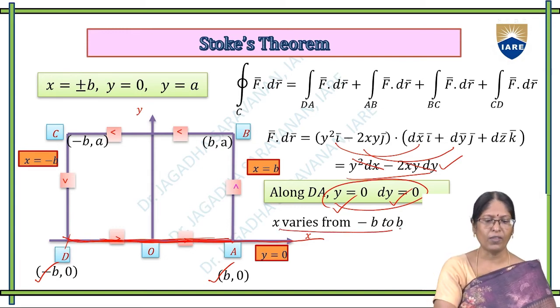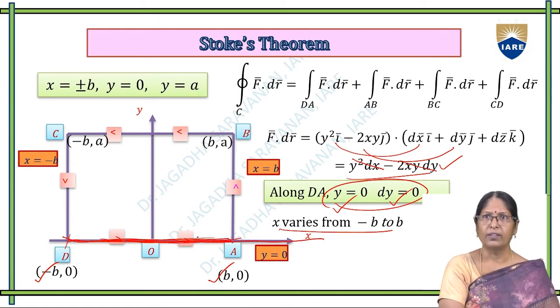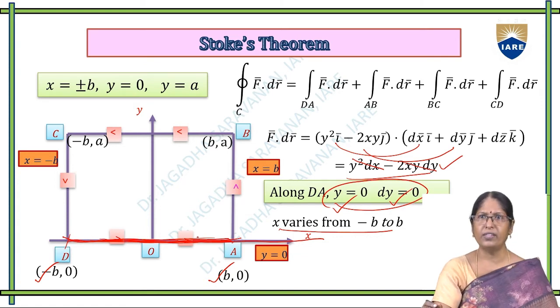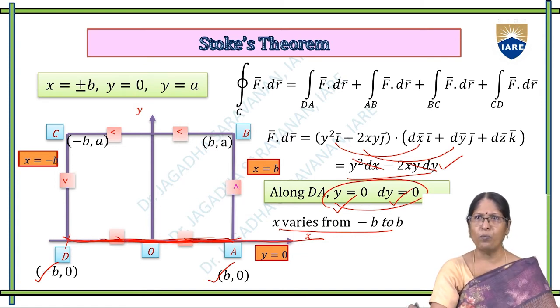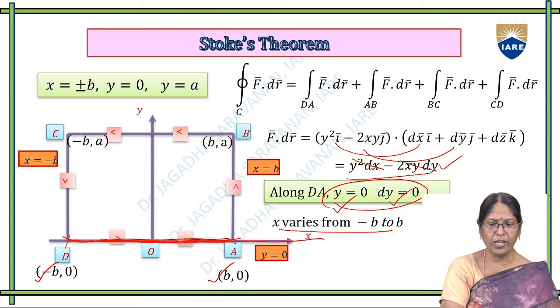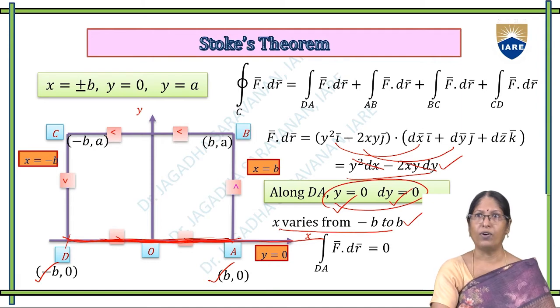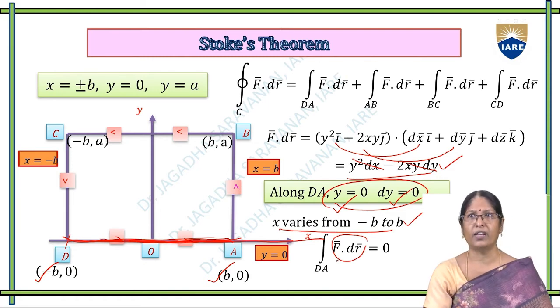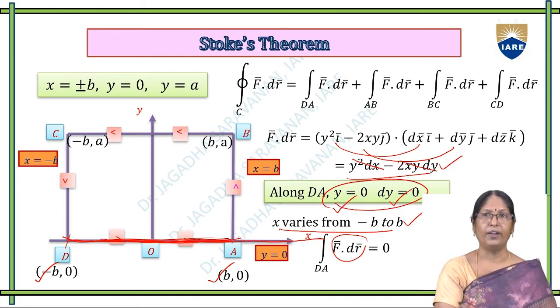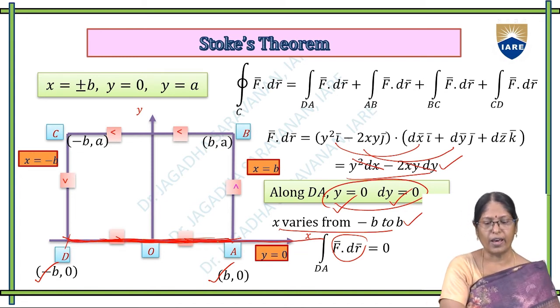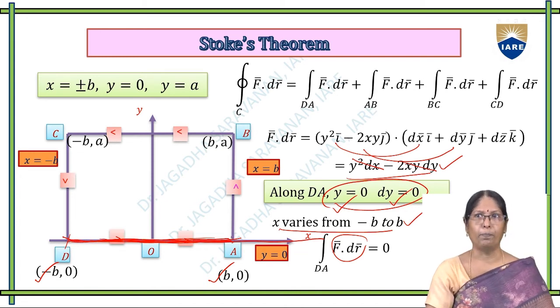That is, when the particle moves in the x direction, there is a movement at a distance from where to where? From minus b to b. So we wrote x varies from minus b to b. Now our F dot dr is equal to 0, so there is no need to find the integral at all along DA. So in one direction, our DA we completed, the value is 0.